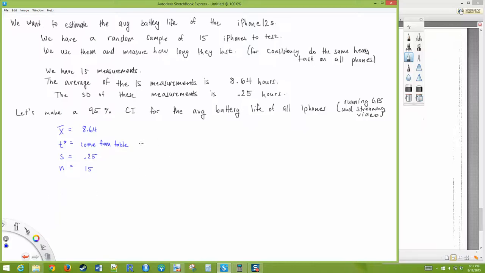Okay, all right, so let's talk about getting T star from the table. To get T star from the table, we use something called degrees of freedom, which is known as DF, and this is equal to N minus 1. So how many DF do I have? 14. Okay. And what level of confidence do I want? I want a 95% confidence interval, right? So that will come into play in selecting T star. Are we okay?